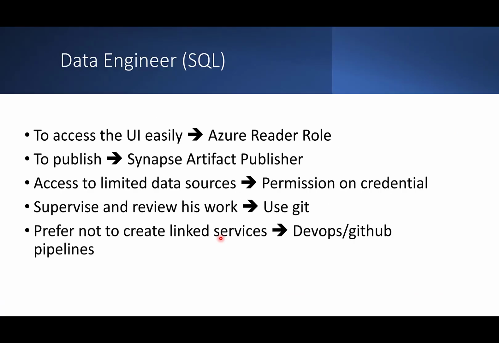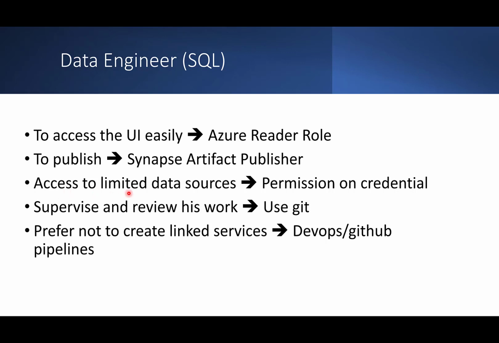Omar needs access to create pipelines, so he needs access to the UI, and this is the very first permission that we need to give. For him to see the workspace from a drop-down in the UI, we need to give him a reader role on the Azure portal level. To publish, he needs to have a Synapse role, Synapse Artifact Publisher.